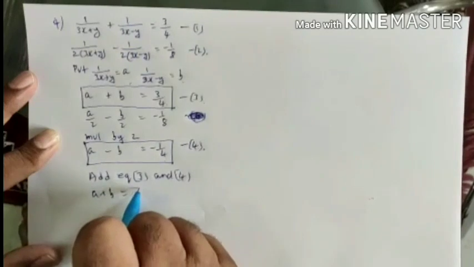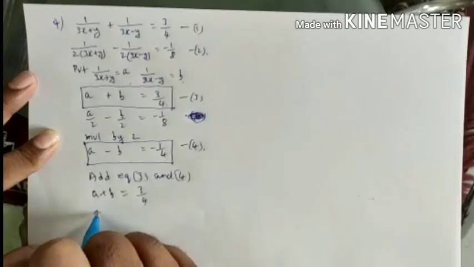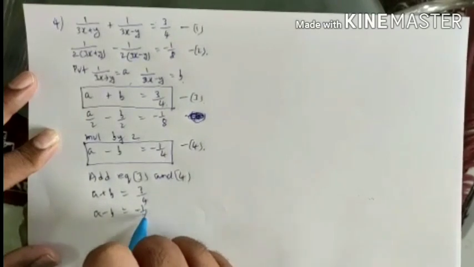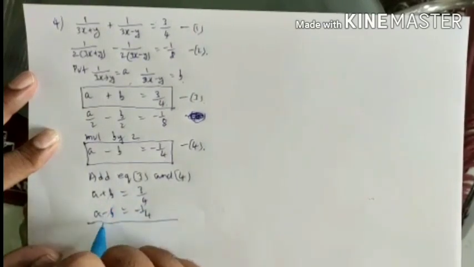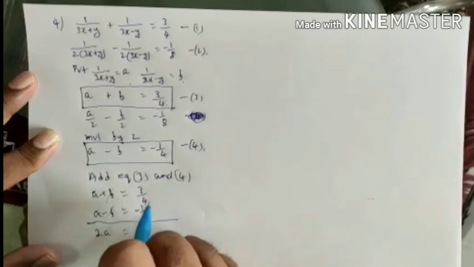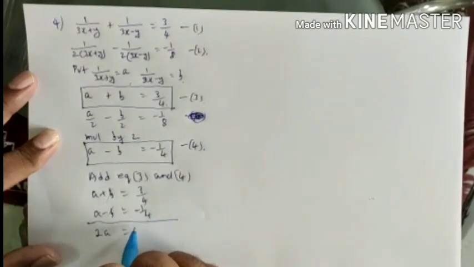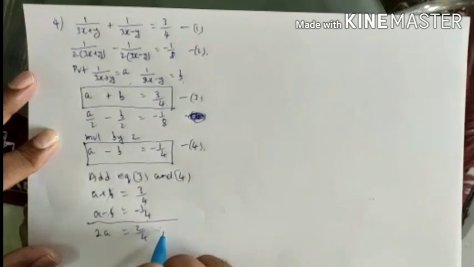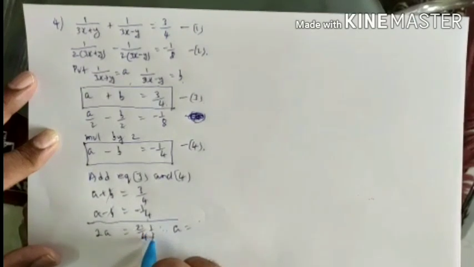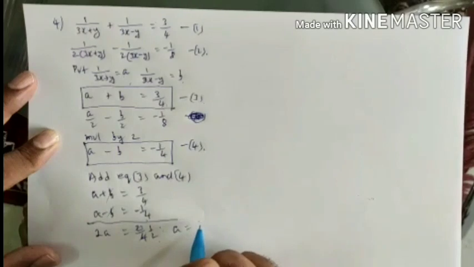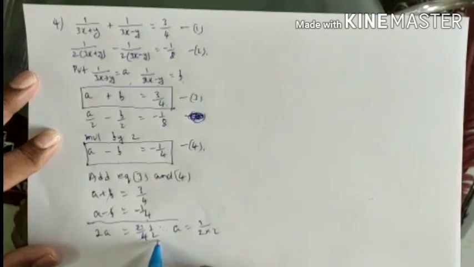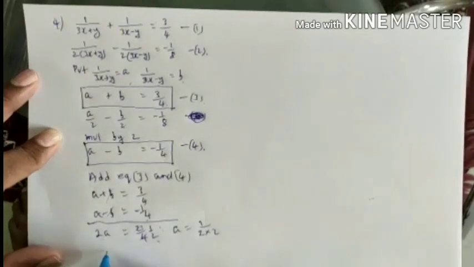A plus b is 3 upon 4. A minus b is minus 1 upon 4. If we add, b will get cancelled. We get 2a is equal to 3 upon 4 minus 1 upon 4 is 2 upon 4. Therefore, a is equal to 2 upon 4. On cancellation we get 1 upon 2. 2a equal to 1 upon 2. A equal to how much we get? 1 upon 2 into 2. This 2 coming to right side, it will go in denominator. So we get a is equal to 1 upon 4. We got the value of a as 1 upon 4.